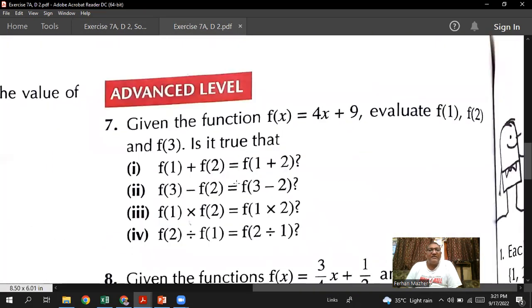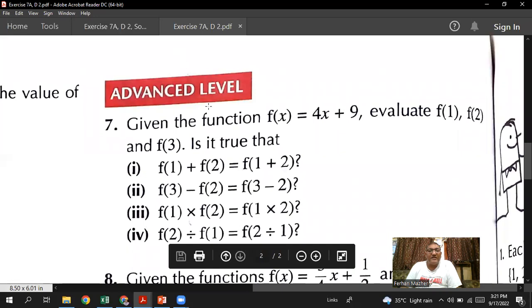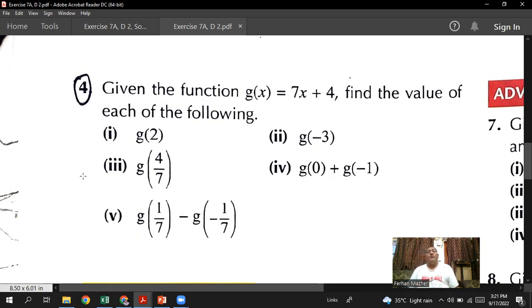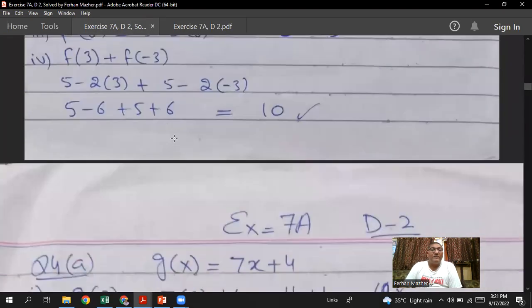Okay, so we are going to the next question, question number 4, which is showing up on your screen. It says, given that the function g of x is equal to 7x plus 4, find the value of each of the following. So their first question is find g of 2. And then they ask you to find g of minus 3. Then they ask you to find g of 4 by 7. Then they ask g of 0 plus g of minus 1. And in the last part, they will ask you g of 1 by 7 minus g of minus 1 by 7. Okay, so we will do them step by step.